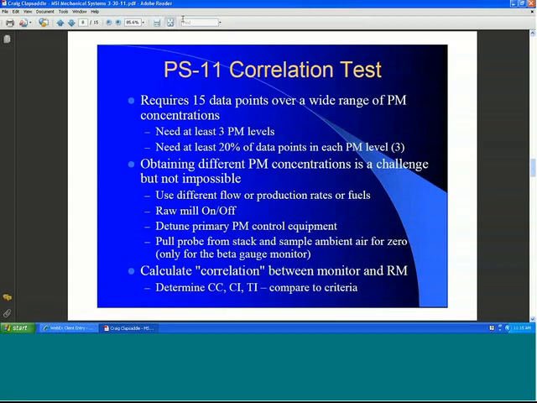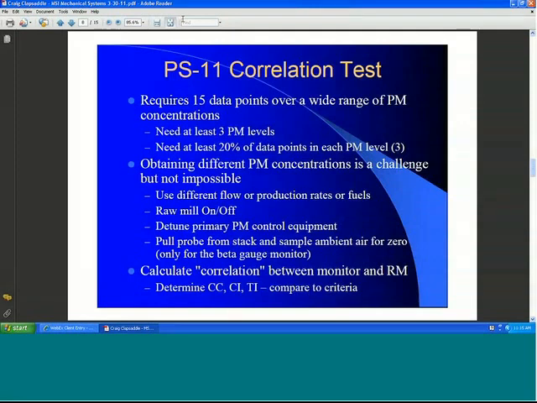But the correlation test requires that you collect 15 data points over a wide range of particulate concentrations. Specifically, there are 3 particulate levels identified, and you need to get at least 20% of your data points in each of the PM levels, which basically means you need at least 3 data points in the low particulate level, at least 3 in the mid level, and at least 3 in the high level. Obtaining those different particulate concentrations is a challenge, but it's not impossible. As I mentioned, we've done it many, many times.